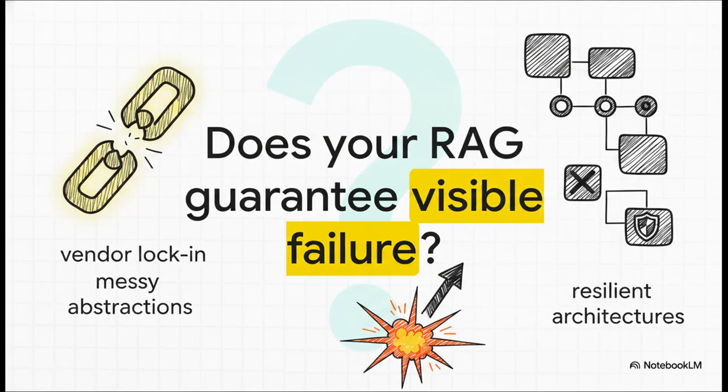So I want you to look closely at your own AI systems today and ask yourself a really hard question. Does your RAG architecture guarantee visible failure? Or have you accidentally hard-coded vendor lock-in behind a web of messy, leaky abstractions? Take a hard look at your architectural boundaries and your quality gates this week.